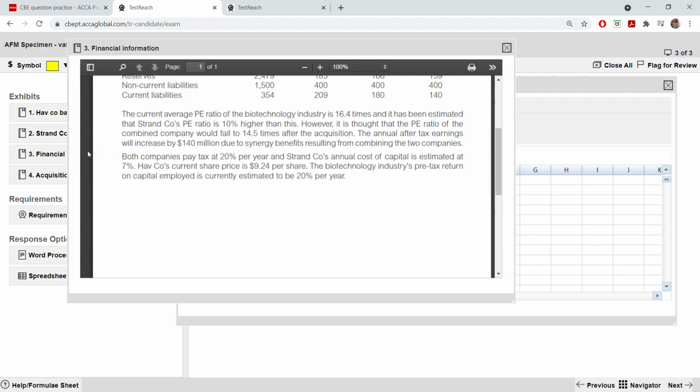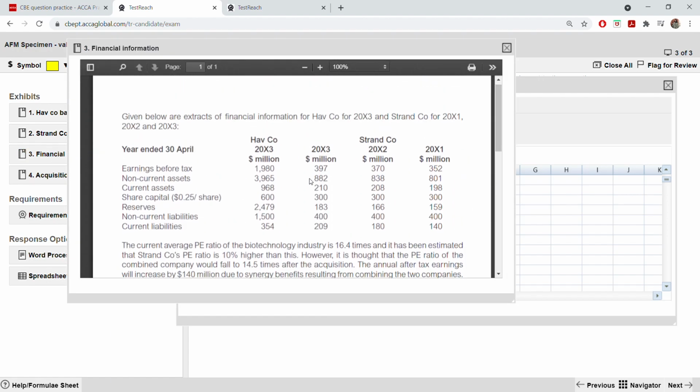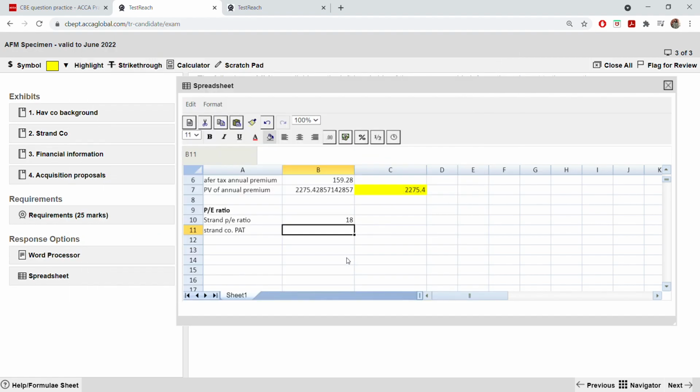So you have to go to the financial information and find the profit after tax. You have to go to 2003, okay? This are given to find average for the first method that we already used. Now you don't need 2001 and 2's figure here. So just see the earnings before tax, 397 for strength. So multiply this. We need after tax. Tax is 20%. That means after tax it will be 80% of this. So it will be equal to 397 into 80%, which is 317.6.